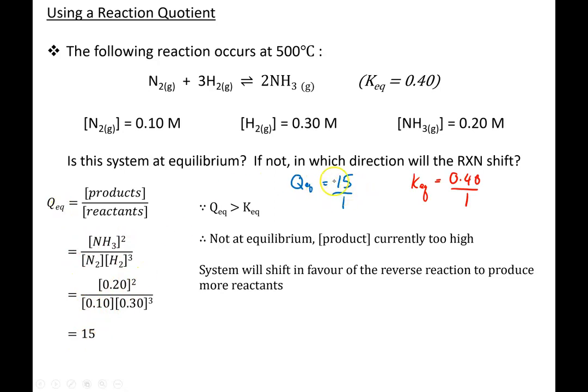So right now the QEQ value is 15 over 1, while KEQ is 0.40 over 1. So at equilibrium, I should have more reactants than products, but right now I have more products than reactants. Since QEQ is greater than KEQ, that tells me I need to shift in the reverse direction to decrease my product concentration, while increasing my reactant concentration so I end up with the correct ratio of products to reactants.